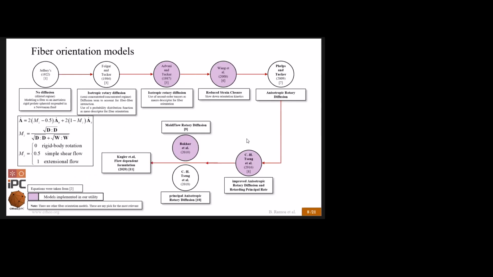And finally, in 2020, you have a model that takes one of the previous ones and adjusts the parameters for whether you have shear flow or extensional flow, and adapts the parameters to make a blend between both. The ones we have here in purple are the ones we have implemented inside of the solver.